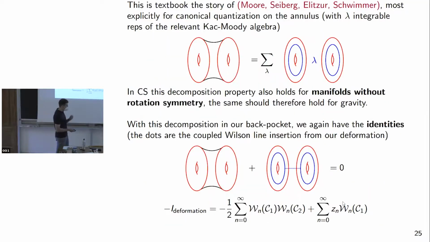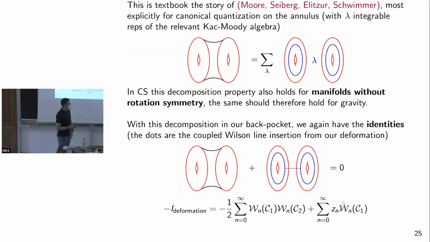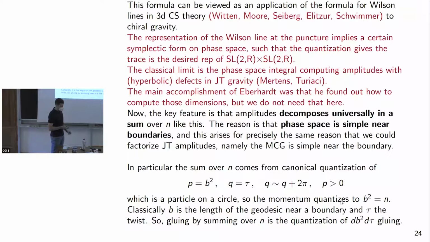Well, okay, probably because I didn't explain it well. I don't really want to go into details because it's a bit technical, but you can read the paper of Moore, Seiberg, Elitzur, and Schwimmer, and it's explained quite nicely there in the Chern-Simons formulation. You do some field redefinitions, and then what you end up with is a certain integral, near boundaries, over a coadjoint orbit, which in this case will be these b squared and tau coordinates.